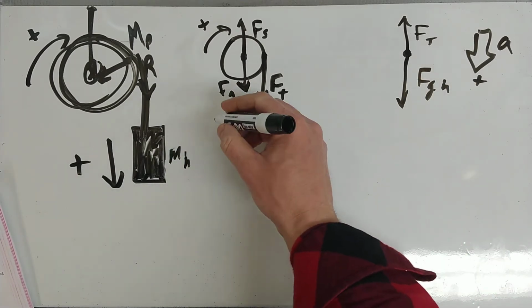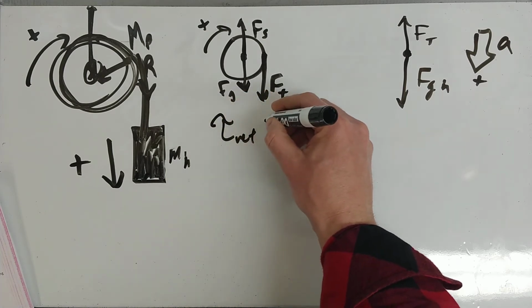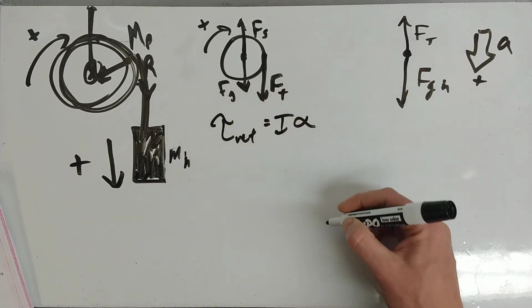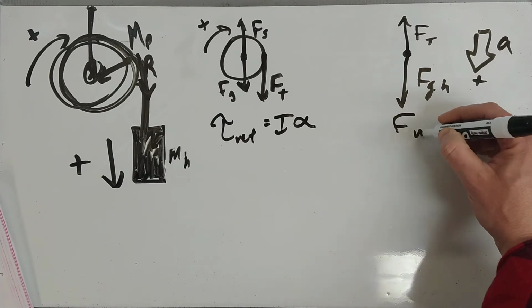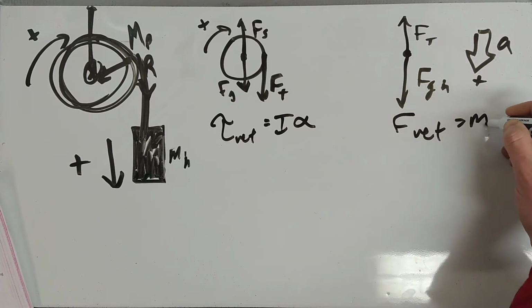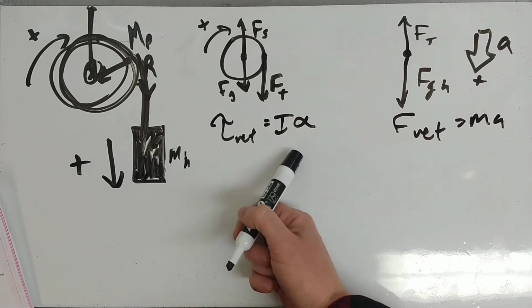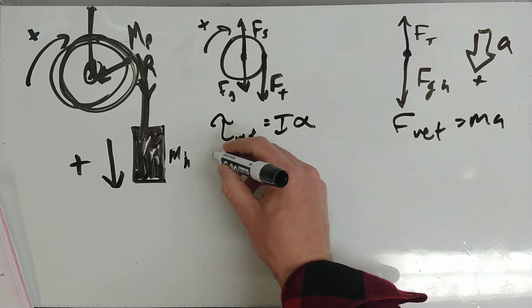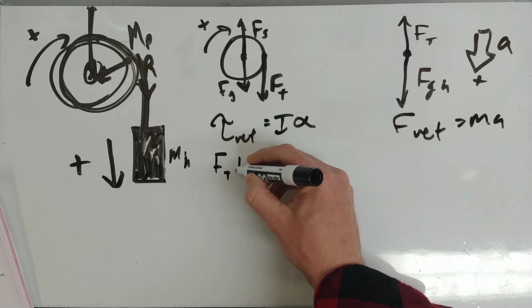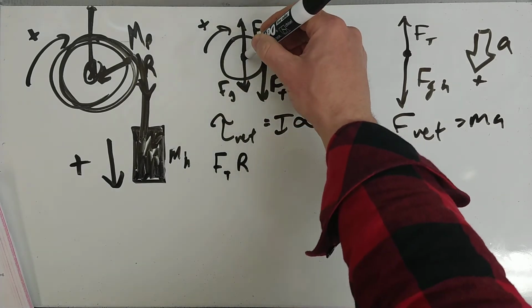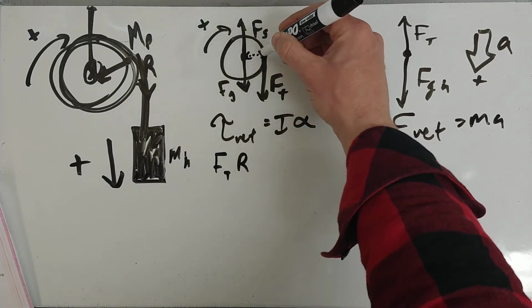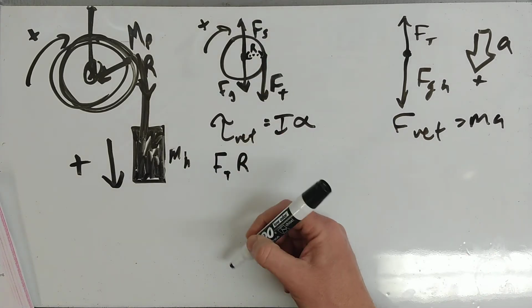So Newton's second law for the pulley is net torque equals I alpha. Newton's second law for the hanging mass is F net equals ma. Starting with net torque equals I alpha, the net torque is simply that force of tension multiplied by the radius of the pulley. It's applied at a distance of r from the center of the pulley.